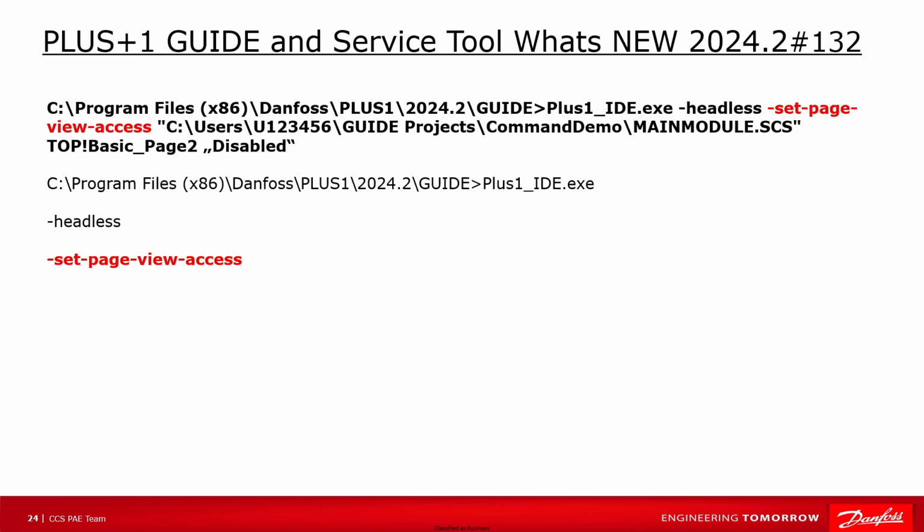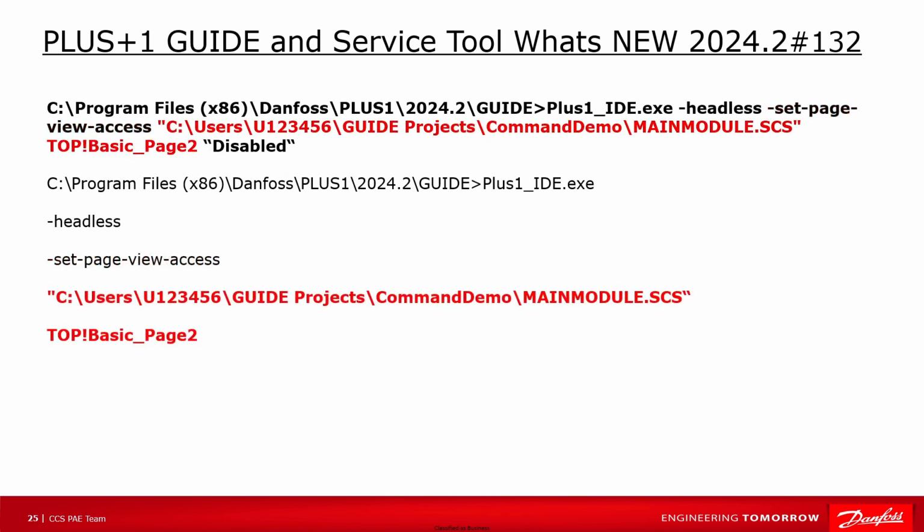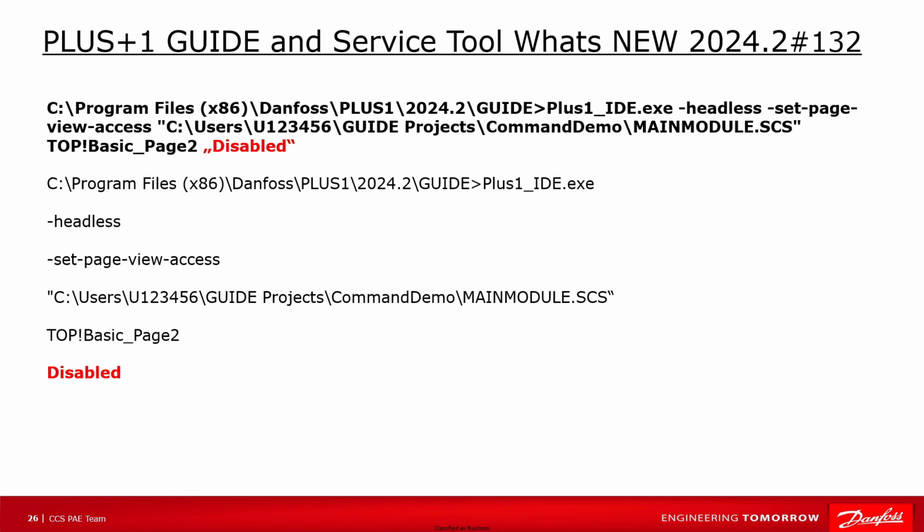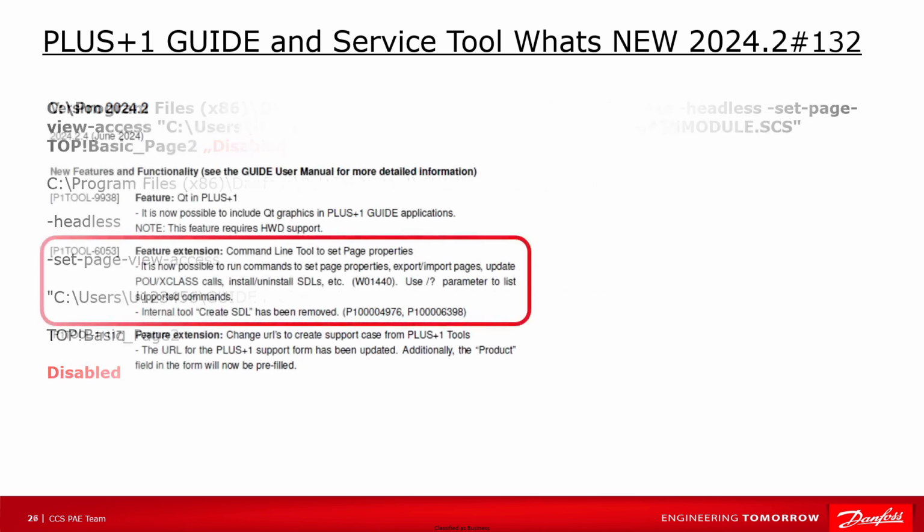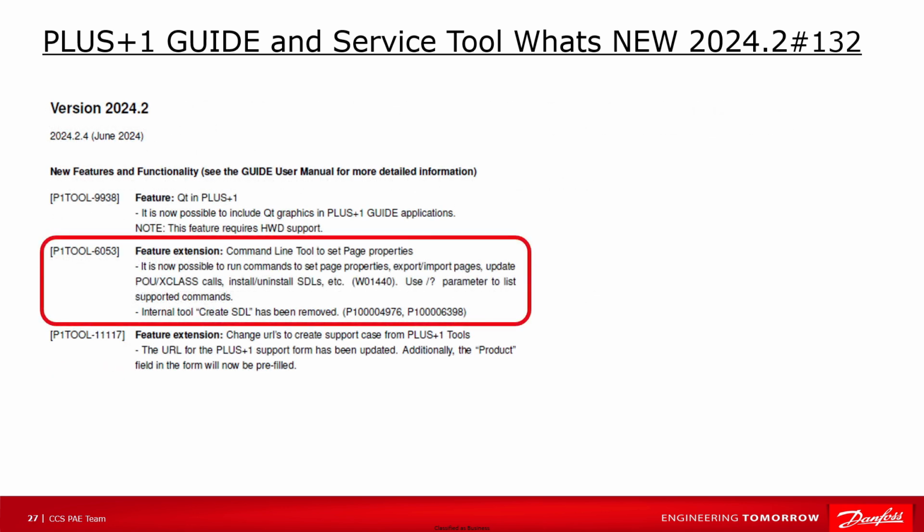As before, specify the new command, set page view access, specify the source SCS file path to the page, and the value, in this case, disabled. Another big command is export import pages, which allows the user to easily exchange screens or pages between projects, like using libraries of pages, updating your project. This command line extension opens for other use cases.